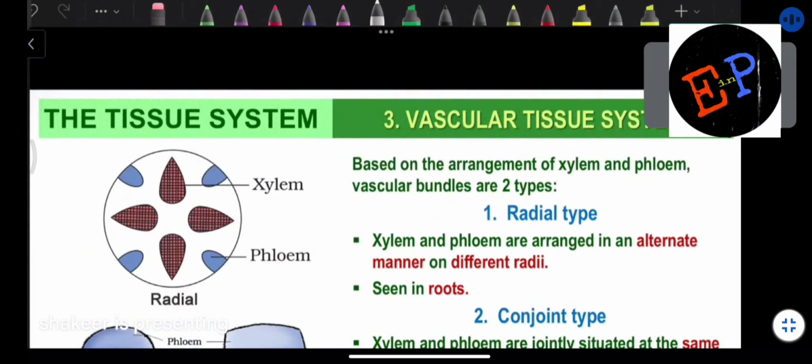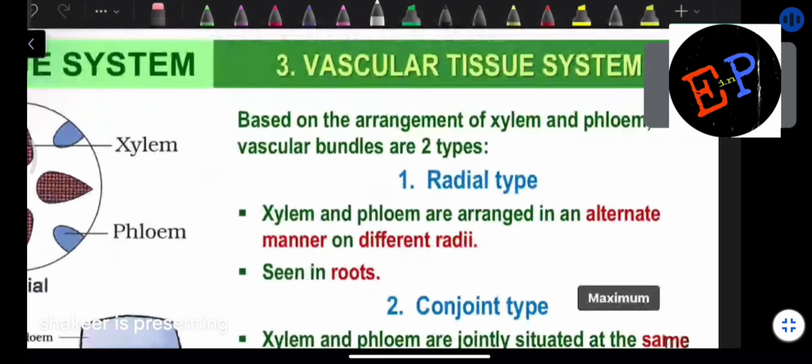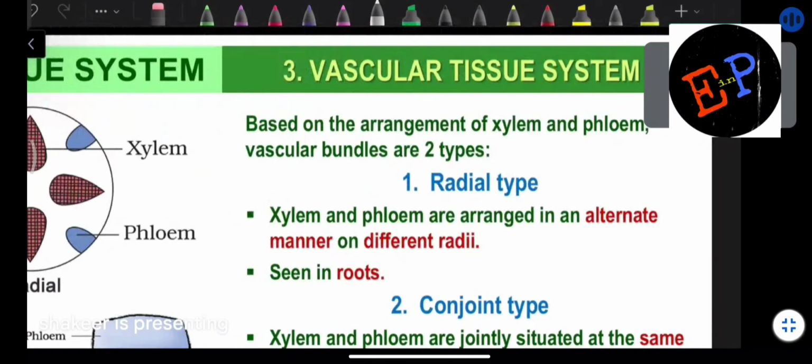Clear? So based on the arrangement of xylem and phloem, again we can divide vascular bundles into two types. How are the xylem and phloem arranged? Based on that, we divide the vascular tissue system into two types. Which is the first one? The first one is called radial type.